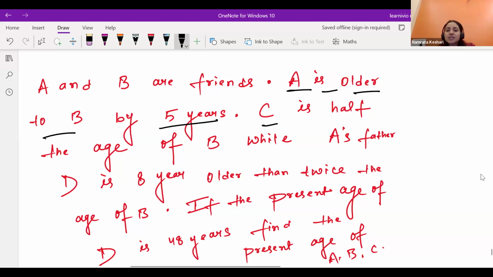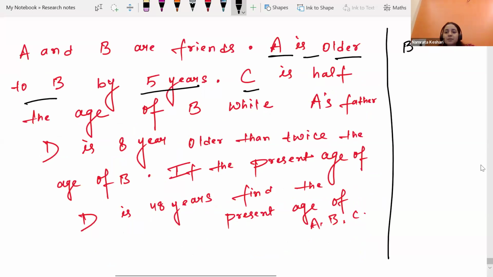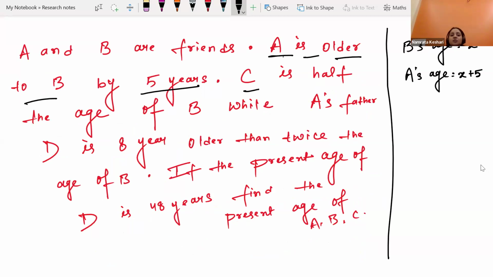So, let's assume B's age at first. B's age we are going to assume as X. Age of B is X. Now let's read it. A is older to B by 5 years. That means, can we take A's age will be X plus 5? Yes or no? A is 5 years older than B. If I am 10 years older than you, that means your age plus 10, that will be my age, right?